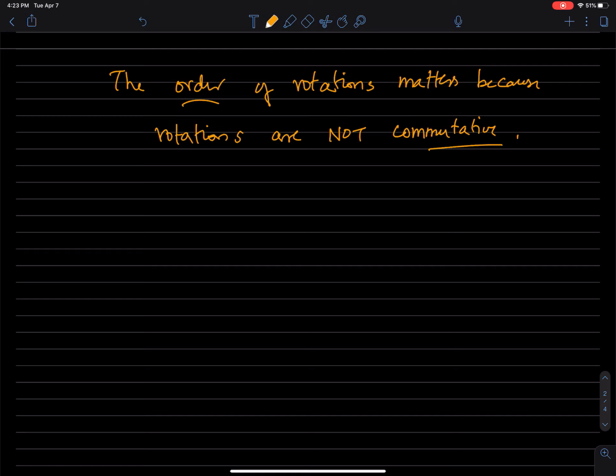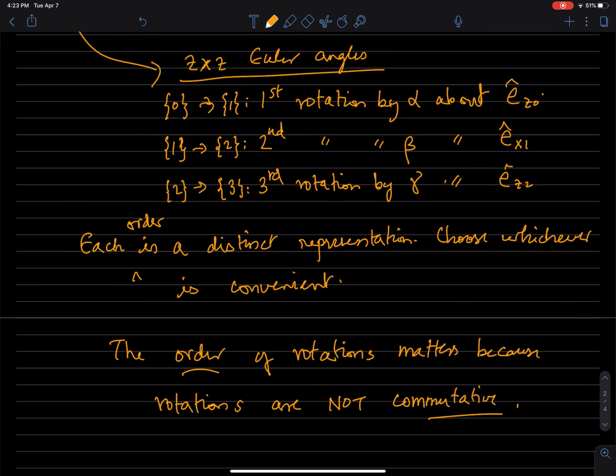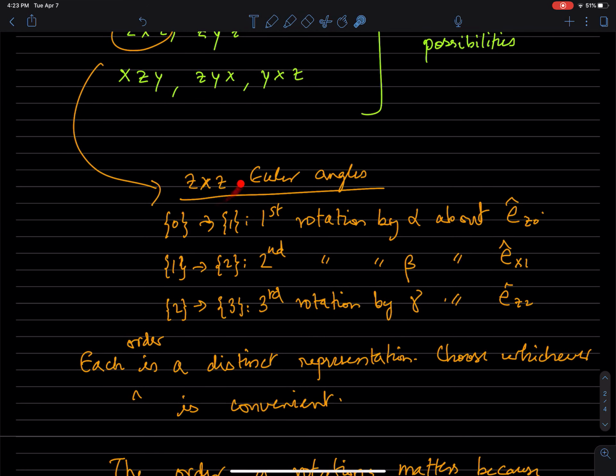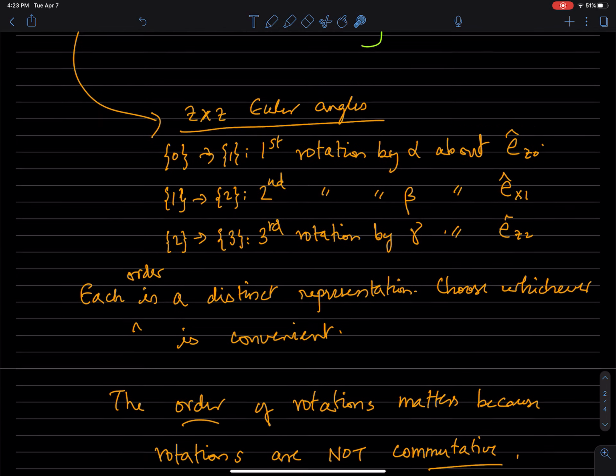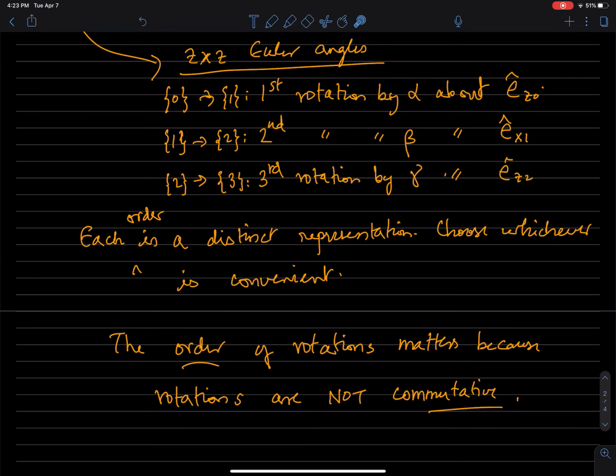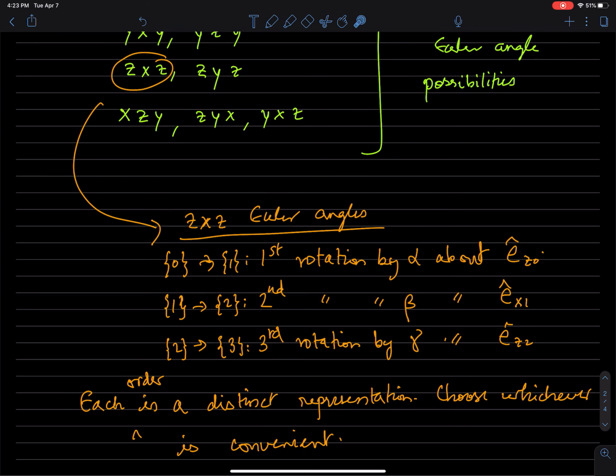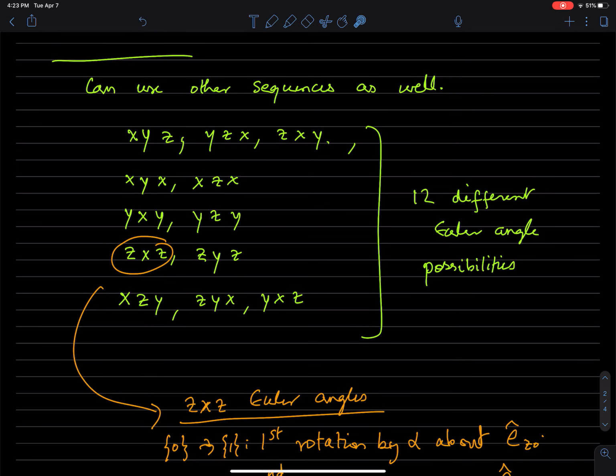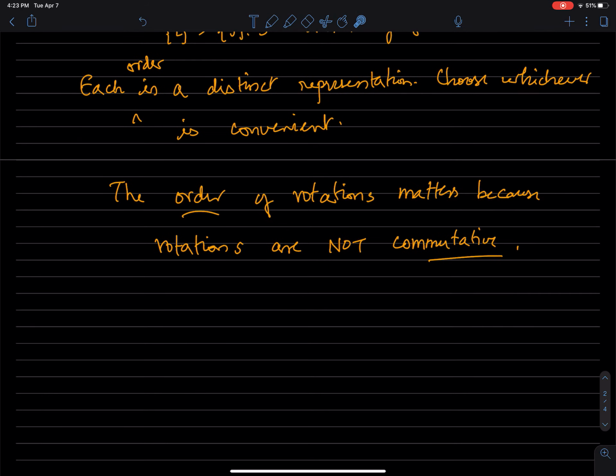In other words, rotation 1 times rotation 2 is not the same as rotation 2 times rotation 1, which means that if you pick some Euler angles, you should always retain that order of rotations for every calculation that you do. And choosing one set of Euler angles, alpha, beta, gamma, in this Euler angle set will give you a very different final rotation compared to alpha, beta, gamma, say, for this Euler angle set. So that's very important to remember.